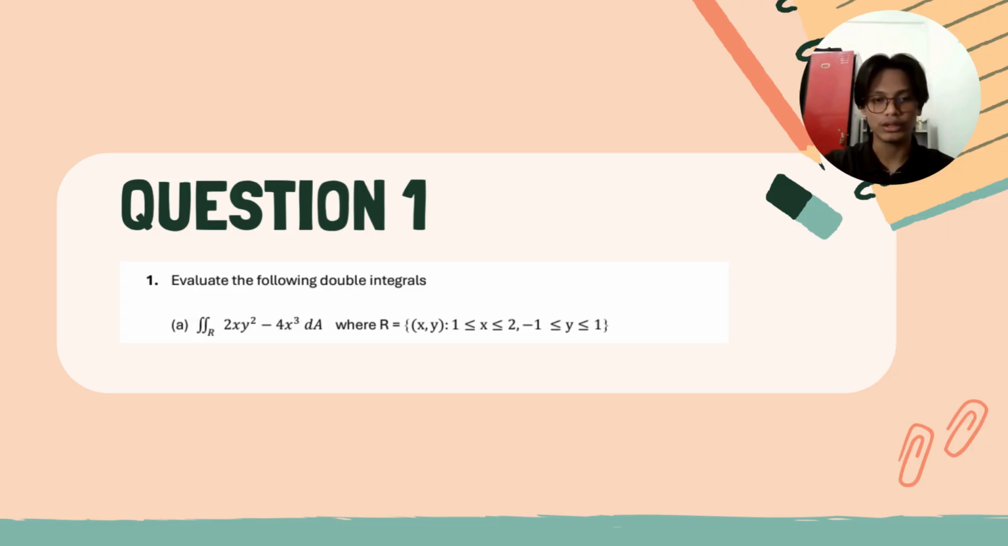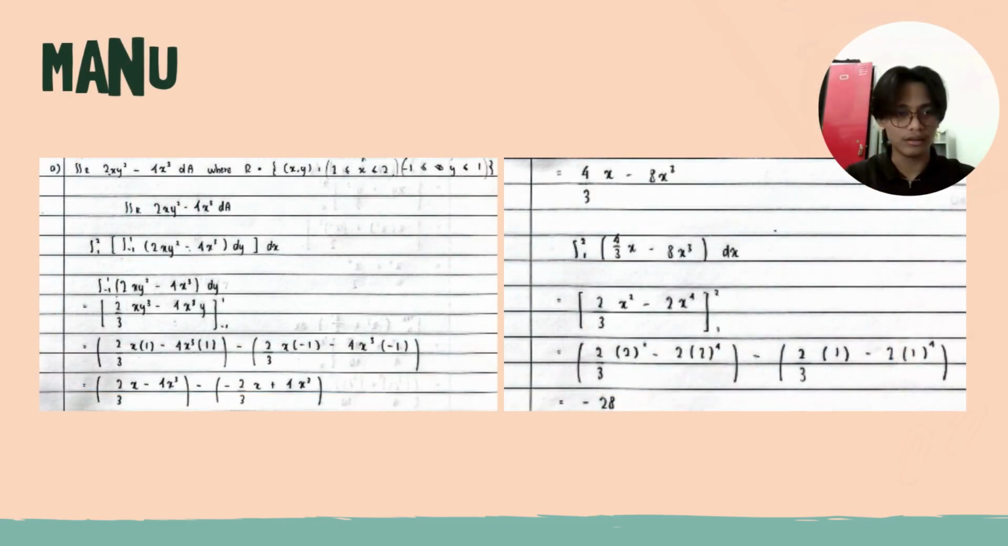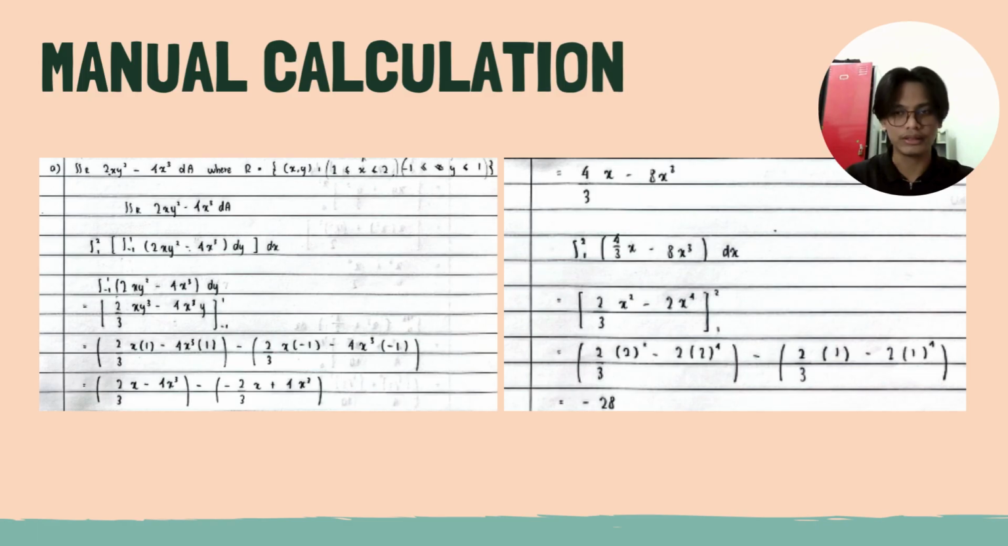So we move on to question 1 first. Evaluate the following double integral over region R of 2xy squared minus 4x cubed dA, where R is the region with x between 1 and 2, and y between -1 and 1. Next, we move on to the manual calculation.